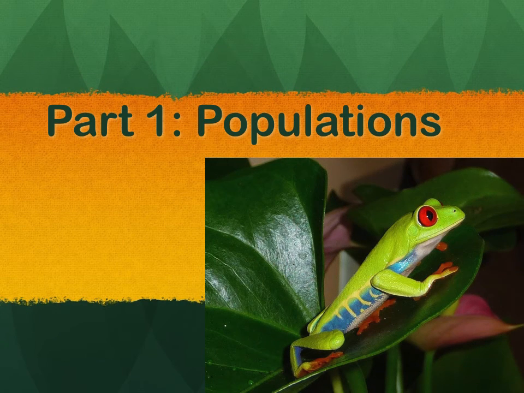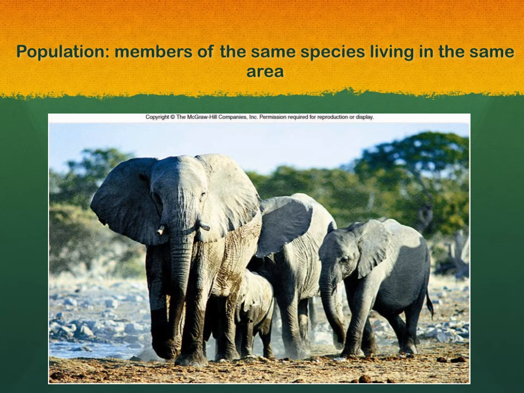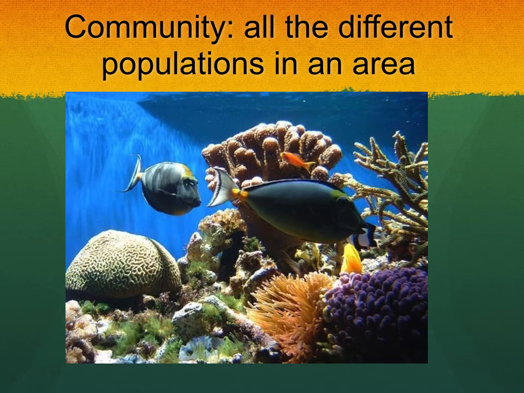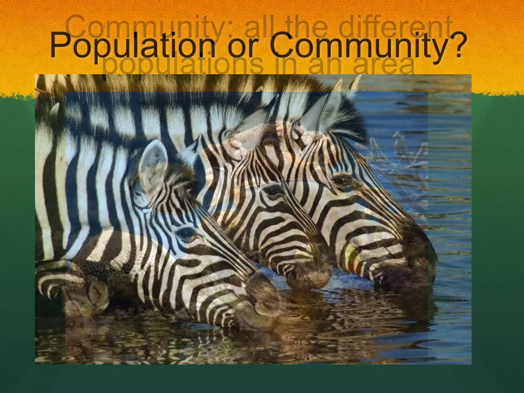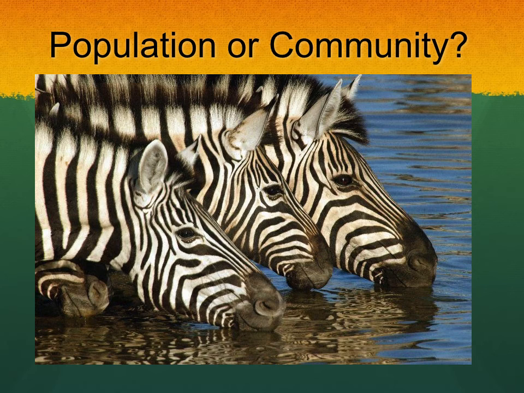We're going to start out with population ecology. Again, the definition of a population is members of the same species that live together in the same area. That's different than a community. Community is focused on all the different populations in an area. So if we're looking at this here, are we looking at a population or are we looking at a community? Hopefully you've recognized that since these are all zebras, we're looking at a population.